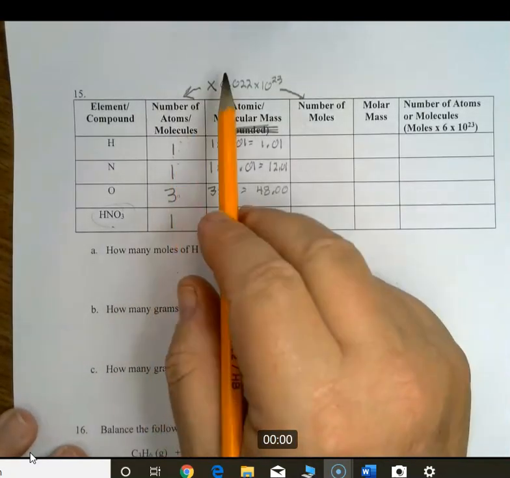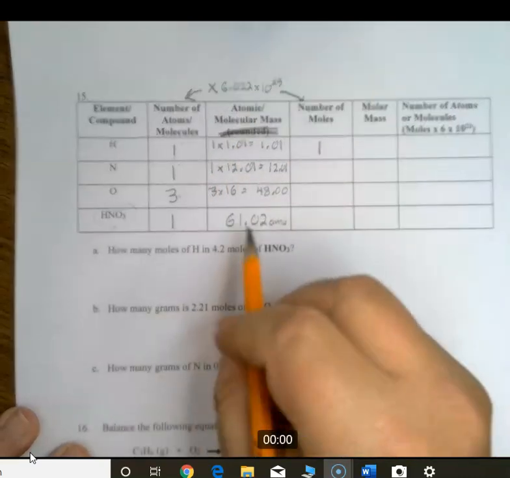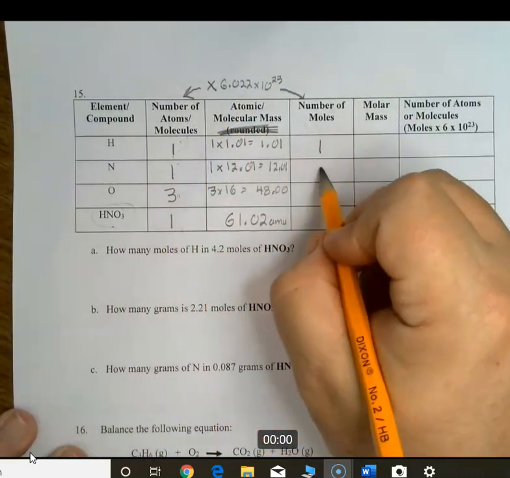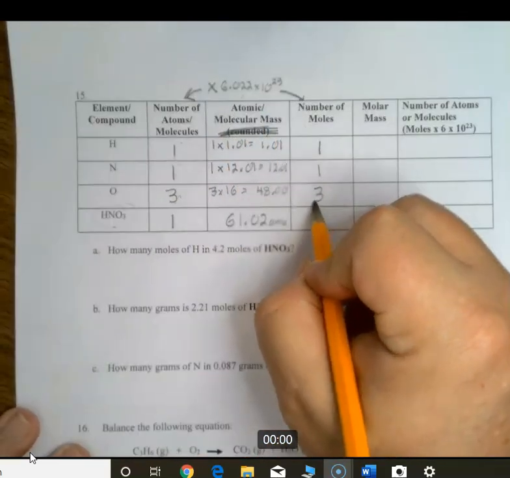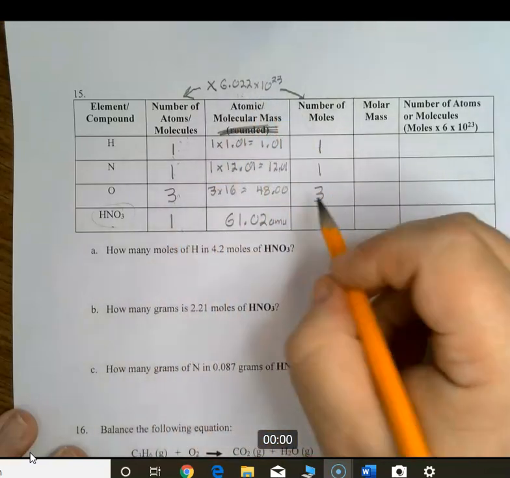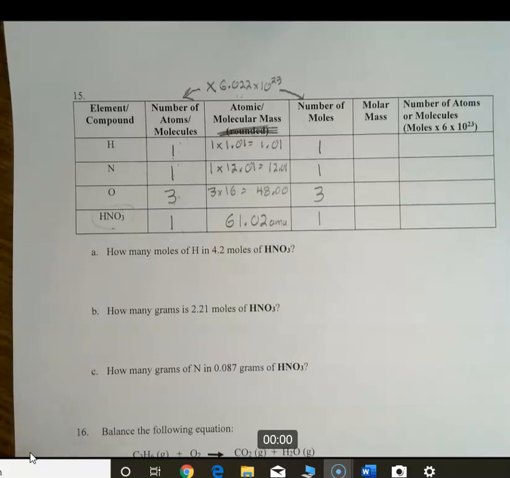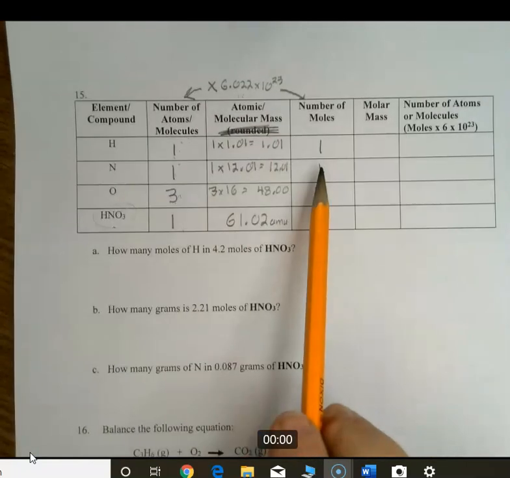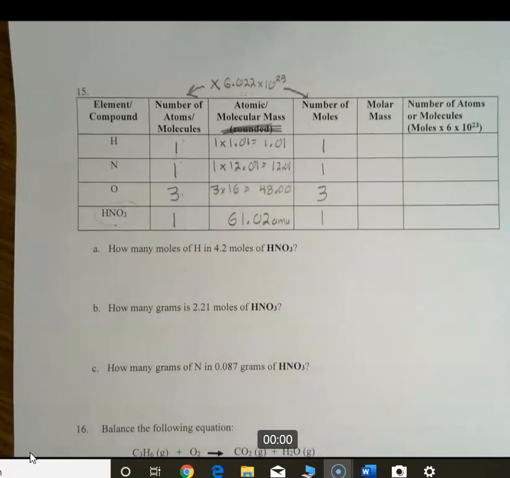So if we take that and multiply it by a mole, that's 1 mole, we have 1 mole. If we take this and multiply it by a mole, we have 1 mole. If we take this and multiply it by a mole, we have 3 moles. Okay, and if we take this and multiply it by a mole, we have 1 mole. So all it is taking a basket that holds 6.022 times 10 to the 23rd molecules, and then saying how many baskets do we have? We have 1 basket of this many molecules, this 1 basket of this many, 3 baskets of this many for this compound, and so on.